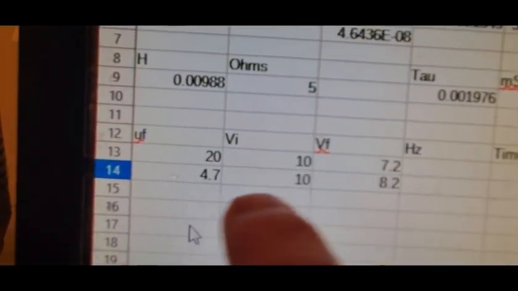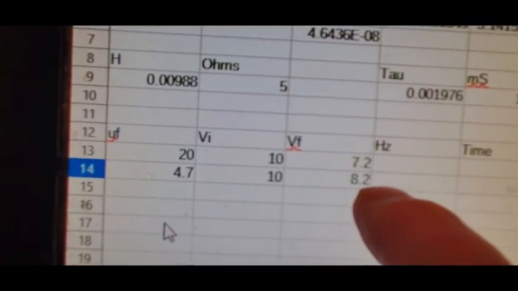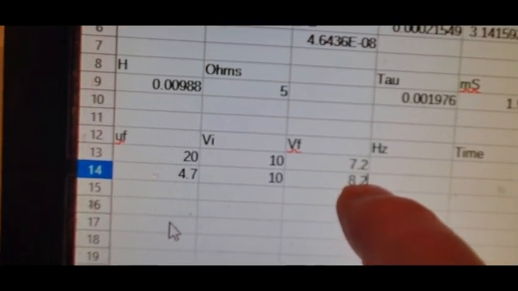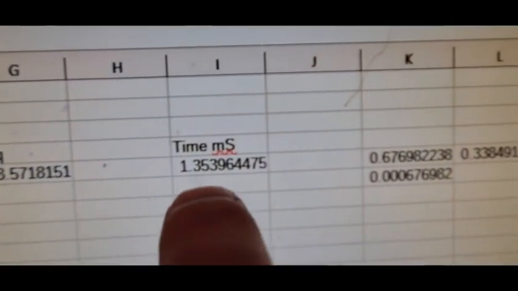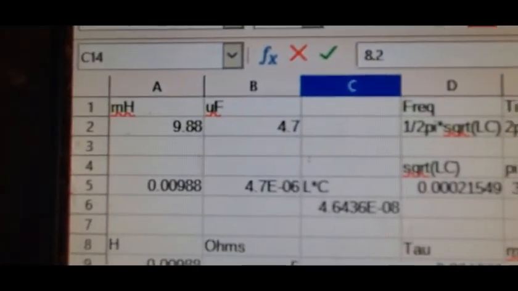So with the 20 UF cap, we went to negative 7.2. With the 4.7 UF cap, we went to negative 8.2. Higher Q factor, better spike. Now, what I forgot: it took 676, it took 338 microseconds to discharge the 4.7 UF cap.